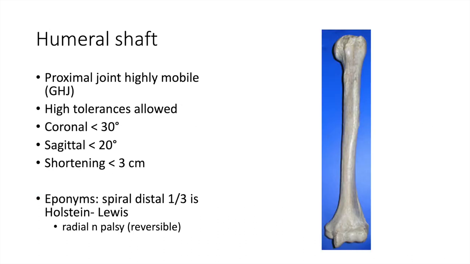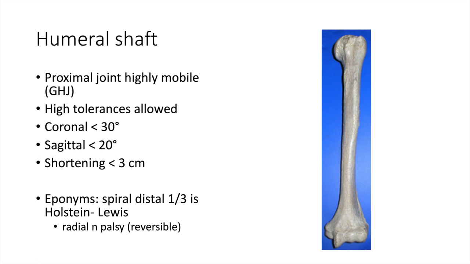Next up is humeral shaft. So same idea, the proximal joint here is the shoulder joint, glenohumeral joint. So again, high tolerances will be allowed in the humeral shaft. Coronally, it's less than 30 degrees of displacement. Sagittal is less than 20 degrees. And shortening is less than 3 centimeters.